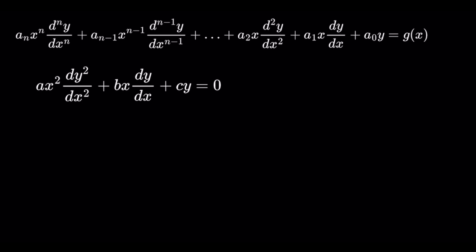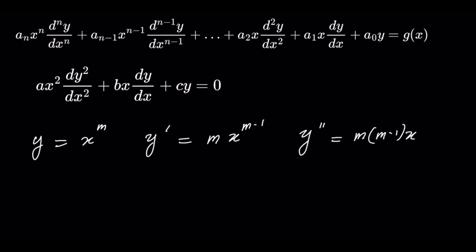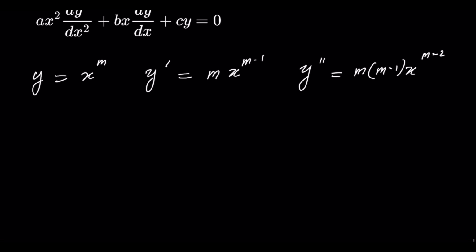To solve these types of equations, we convert them to simple algebraic equations. To do that, we need to eliminate the variable x here and here. So if we assume that the solution is of the form y equals x power m, then we take its first and second derivatives. Substituting these into the original differential equation cancels out the x terms, and we are left with a characteristic equation. So let's do that.